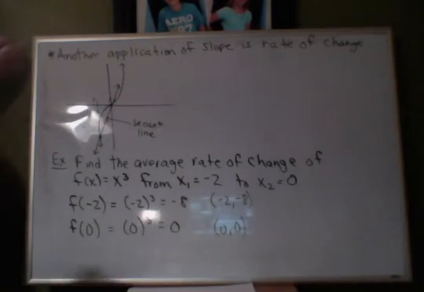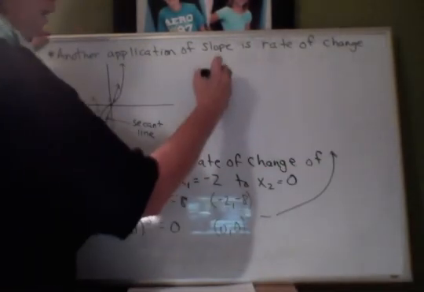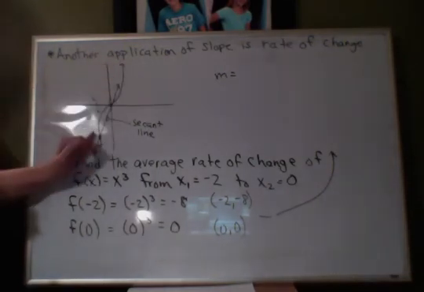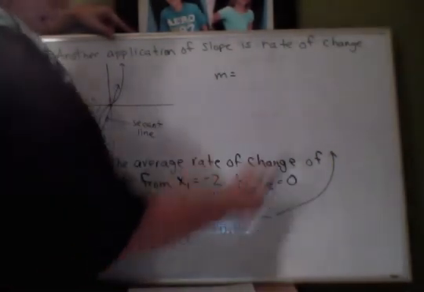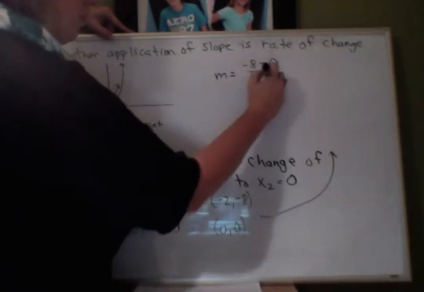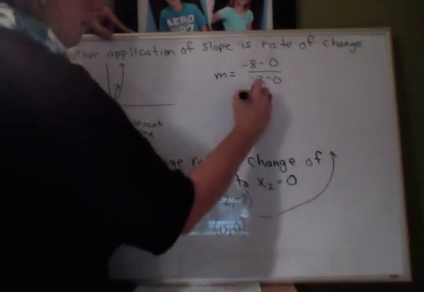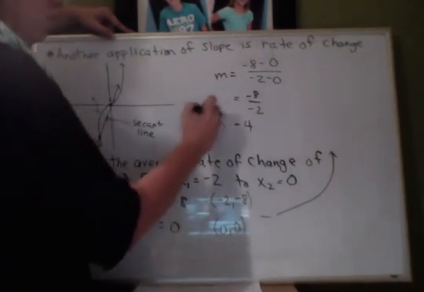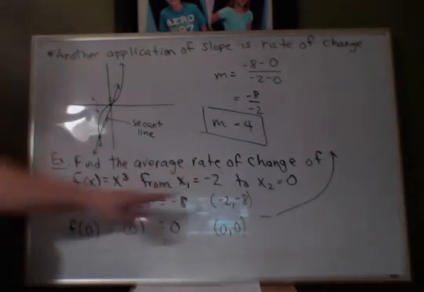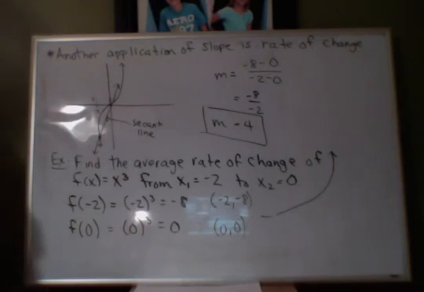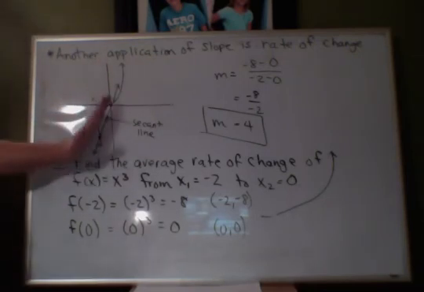At this point, I'm going to find the slope between those 2 points, which are on the graph, connecting the secant line. So m is going to be -8 minus 0 divided by -2 minus 0, which is -8 over -2, or +4. So the average rate of change of the function f of x equals x cubed between -2 and 0 is 4. This is not a fantastic picture, but we know that a slope of 4 is fairly steep. It is going to be pretty steep in between there.